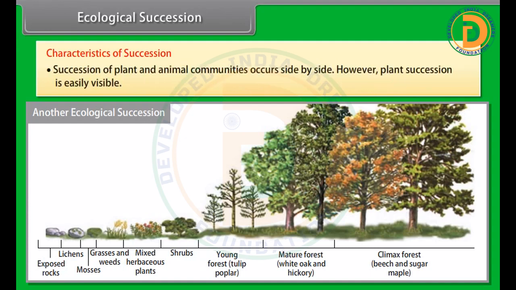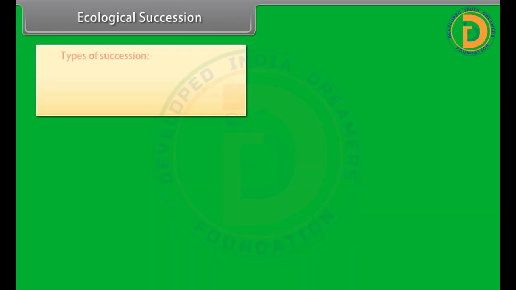Succession of plant and animal communities occurs side by side. However, plant succession is easily visible. Types of succession. There are two types of succession: primary succession and secondary succession.